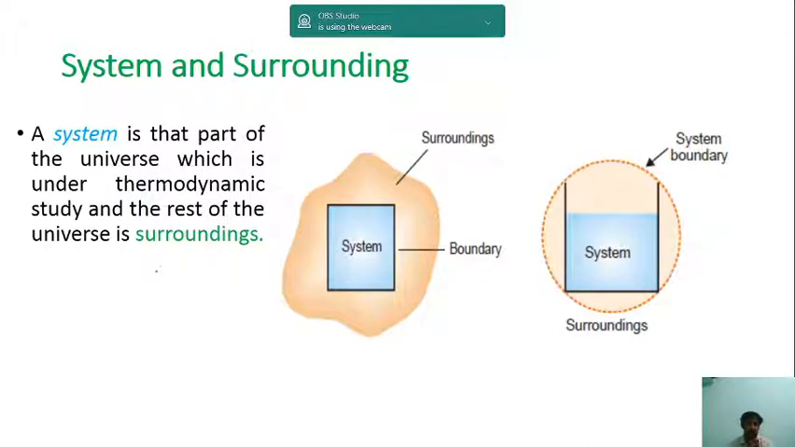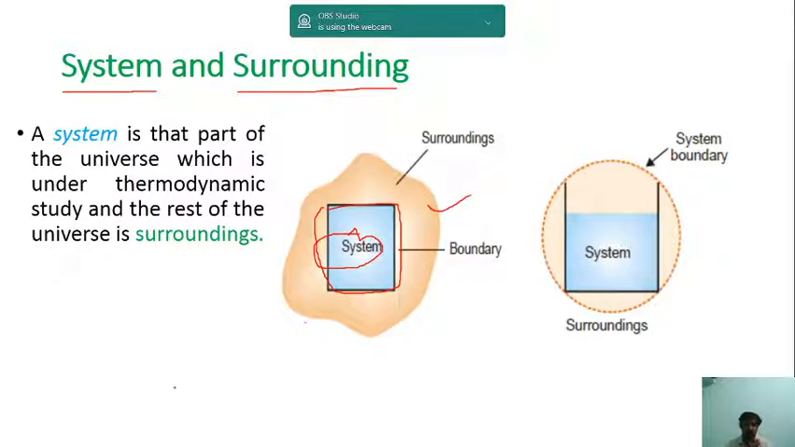In this particular slide, we'll define what is a system and what is surrounding. A system is that part of the universe which is under thermodynamic study, and the rest of the universe is called the surroundings. See, in this diagram we have a system which is given in a box, an entity. It is surrounded by a definite boundary, and the blue part is called the system, whereas the other colored part is called the surrounding.